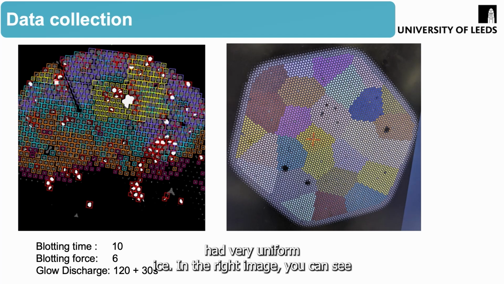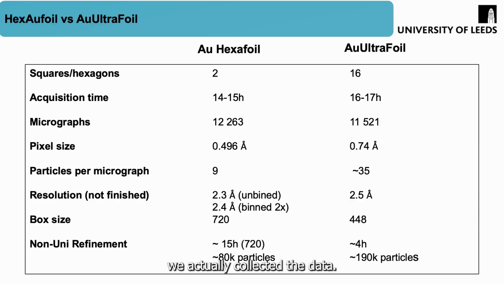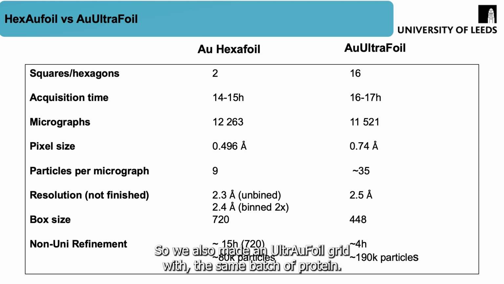uniform ice. In the right image, you can see the grouping of one of the hexagons where we actually collected the data. Because this was the first time that we used the HexAuFoil grids, we wanted to compare them with the normal gold UltraFoil. So we also made an UltraFoil grid with the same batch of protein.